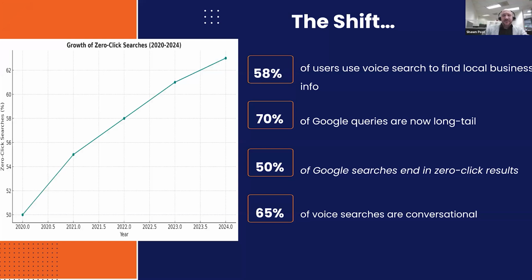It's interesting because we're seeing a shift in how people are searching. 58% of users use voice search to find local business info. 70% of Google queries are now long tail, which means it's not just keywords, it's long, detailed search queries that people are putting in. 50% of Google searches end in zero-click results. So think of it, you ask a question, it reads out the answer. You don't need to click on links. You're getting the information you need from that result page and bouncing off of it. And then 65% of voice searches are conversational.